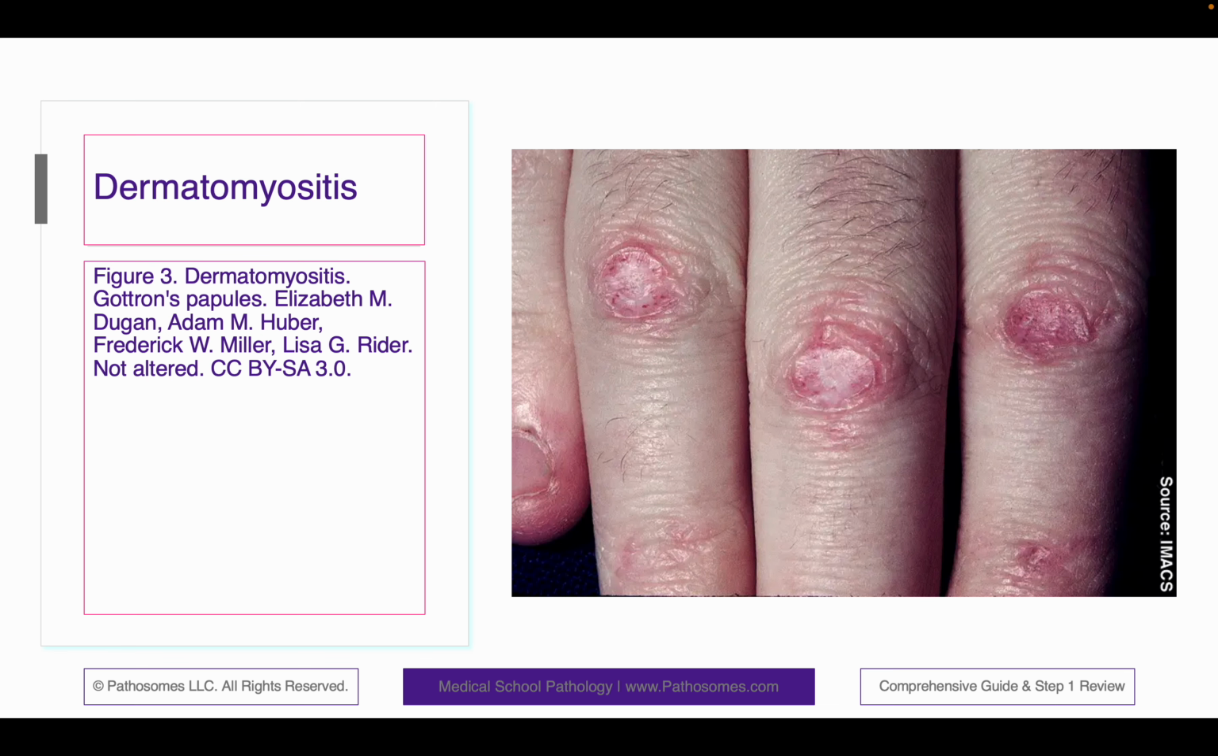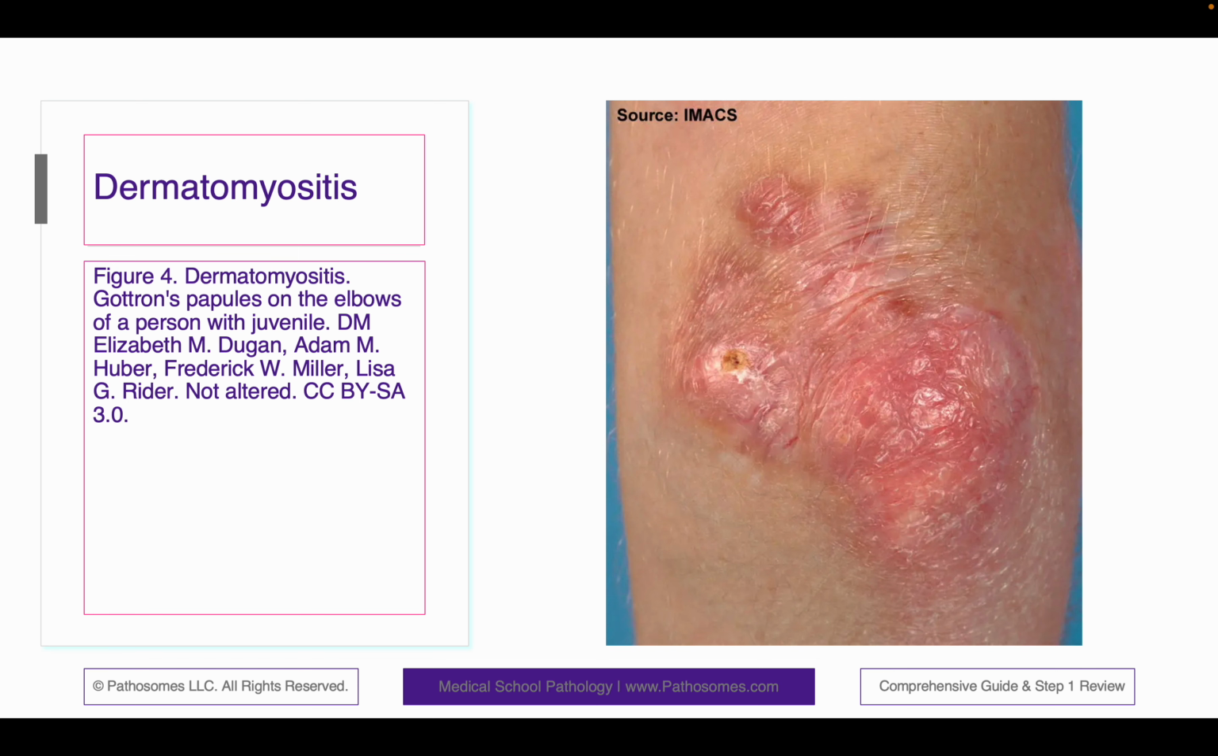Do you recognize what's going on in this image? Gottron's papules. More Gottron's papules, this time on the elbows of a person with the juvenile form, or a juvenile person. Gottron papule.